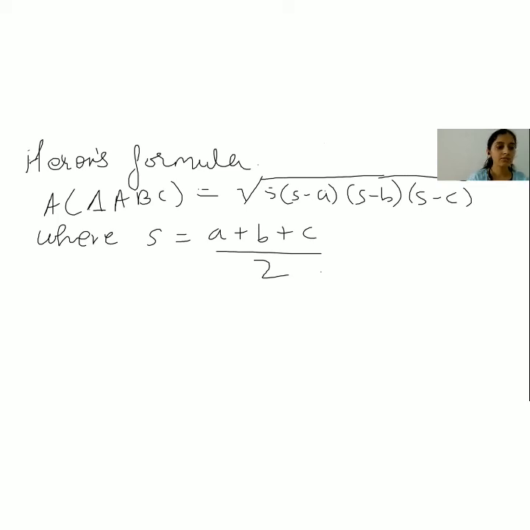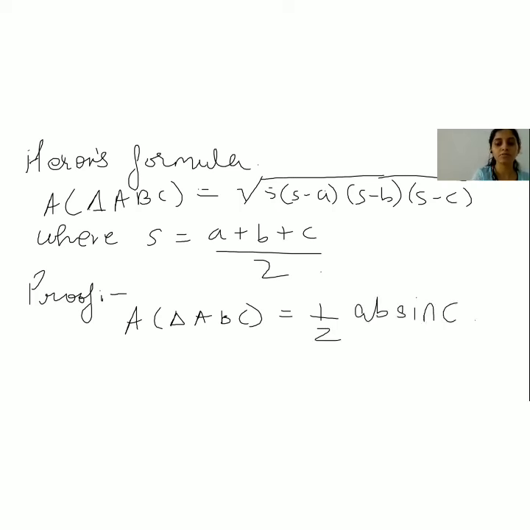Now, using the sine rule and cosine rule, you can find this formula. I'll show you the proof of this. How will you prove it? Area of triangle ABC is equal to half AB sine C. We have done this in the sine rule when we wanted to prove the sine rule. We've used this formula only. Area of triangle ABC is half AB sine C.